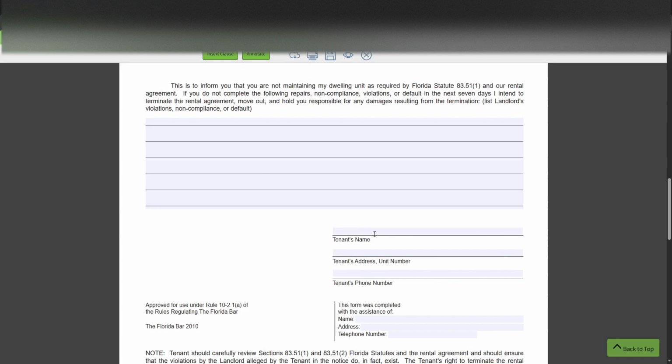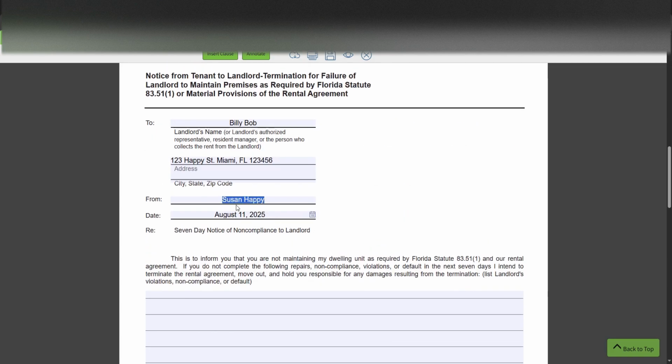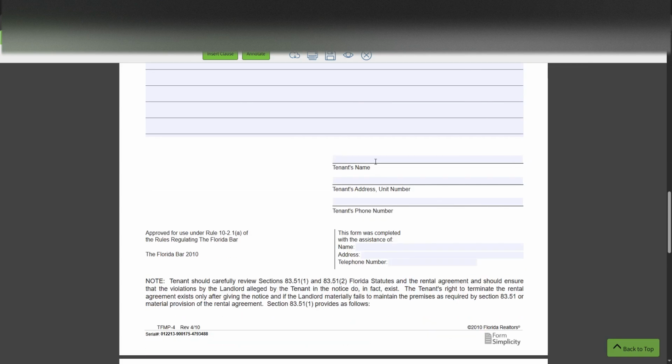Down here, you can put the tenant's name as well. So if the tenant is filling this out, you put the tenant's name here. And then you put the property address where the tenant is residing, where the issue is. So put the tenant's address there. Let's just put a placeholder. If there's a unit number, make sure you don't leave out the unit number.